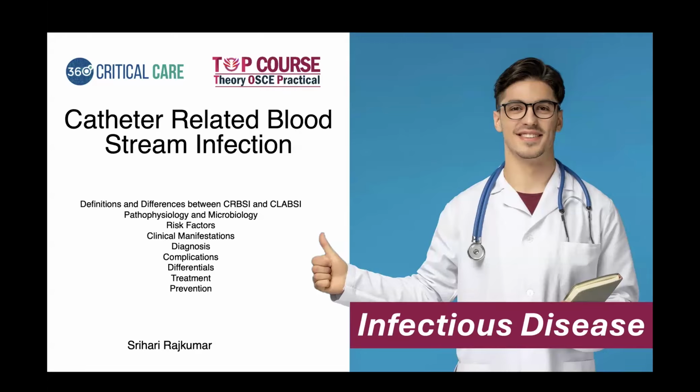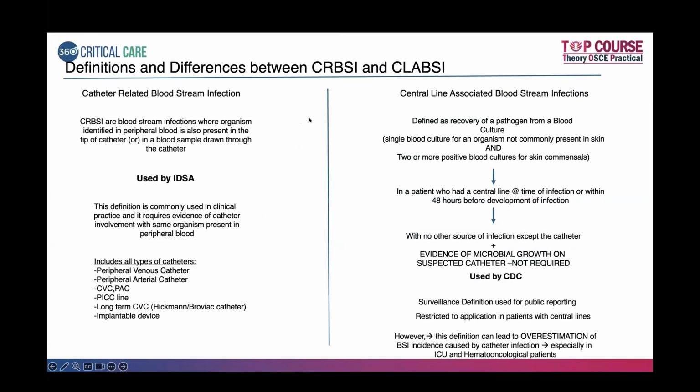So first, coming to catheter-related bloodstream infections, you need to know the difference between CRBSI and CLABSI. CRBSI are bloodstream infections where the organism identified in peripheral blood is also present in the tip of the catheter or in a blood sample drawn through the catheter. This is mainly used by the IDSA. The definition is commonly used in clinical practice and it requires evidence of catheter involvement with the same organism present in the peripheral blood.